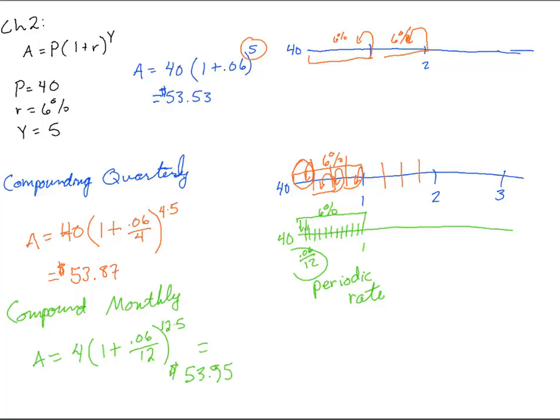And let's write down this formula right down here at the bottom so you can see what the formula looks like. We're going to introduce a new couple of variables. N is the number of compoundings per year.